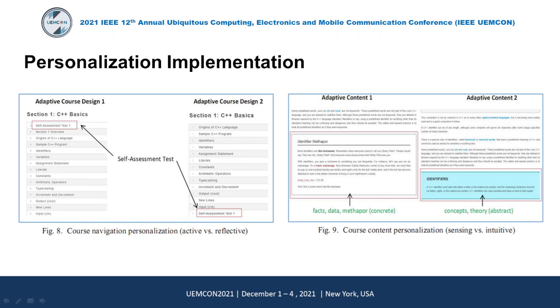So for the sample personalization implementation, for active versus reflective, we programmed that a self-assessment test for active learners be placed at the beginning of each chapter versus for reflective learners, at the end. For adaptive content, sensing and intuitive: for sensing, we supplement the contents with facts and data. And for intuitive, we supplement them with concepts and theories.